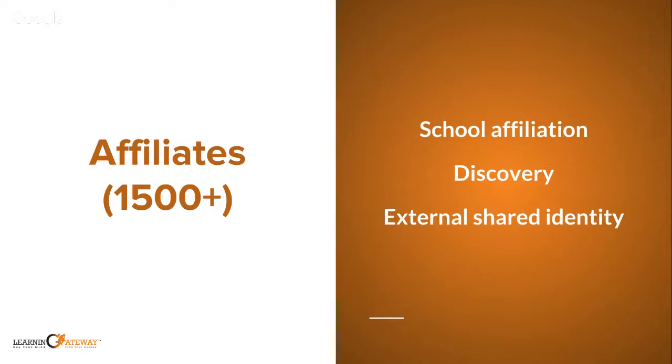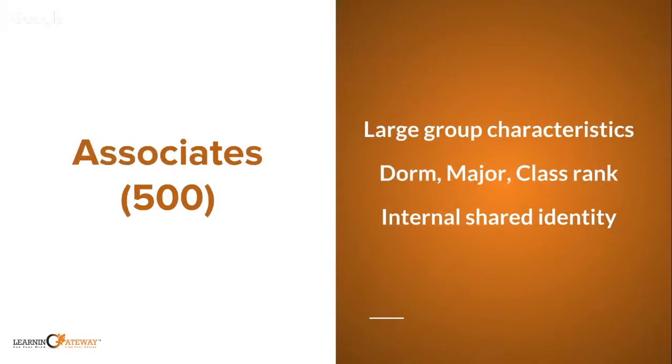It gives a school an advantage over any other type of experience that prospective students may be exploring, whether it's other schools or no school at all. The next level down are associates. So that's the number around 500. Now we're talking about large group characteristics. So what might that represent?